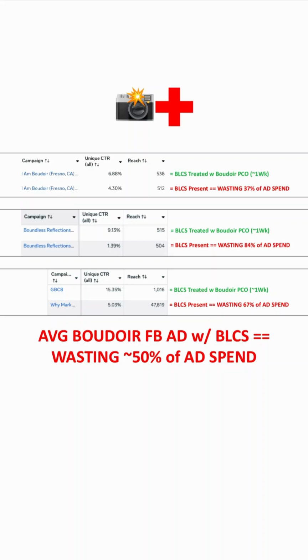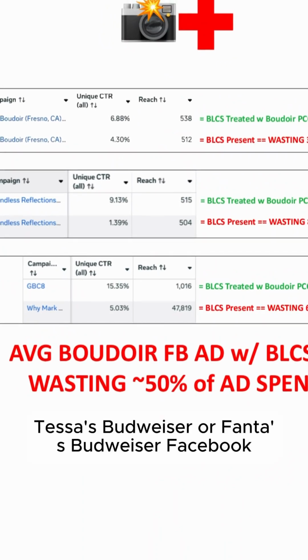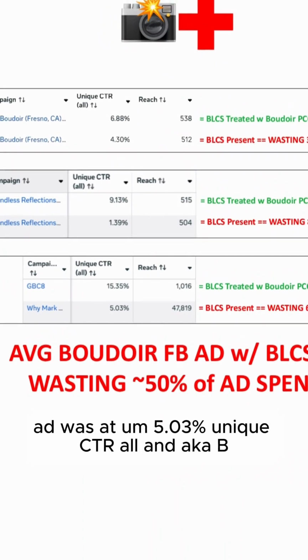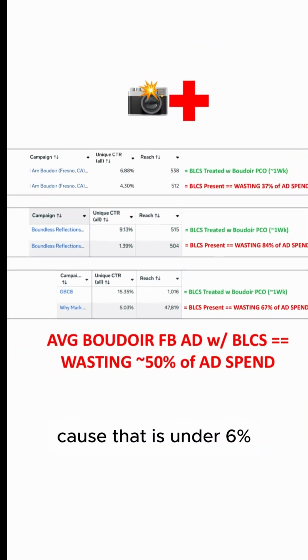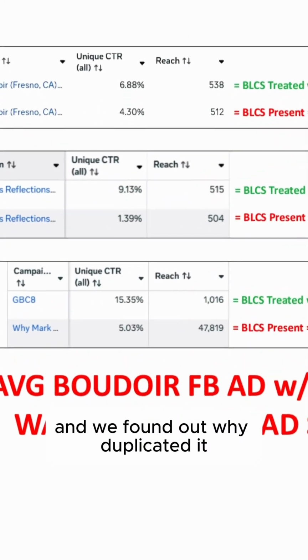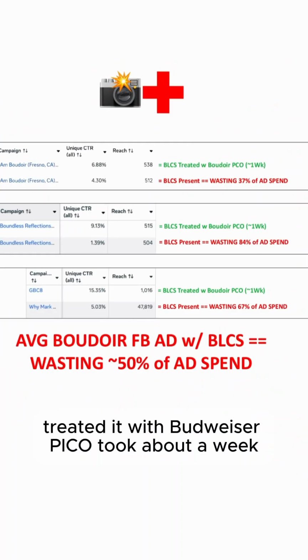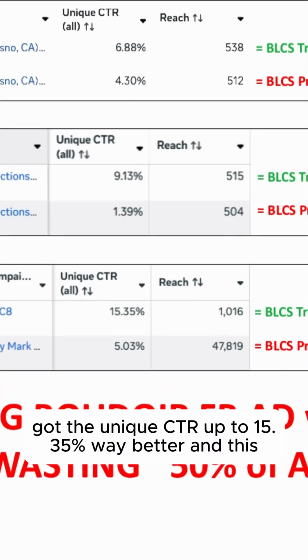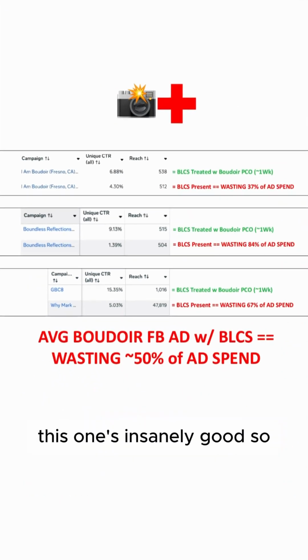Finally, I had a patient test his Boudoir Facebook ad and found out it was at 5.03% unique CTR, so BLCS was present because that is under 6%. I duplicated it, treated it with Boudoir Pico, took about a week, and got the unique CTR up to 15.35%, way better. And this one's insanely good.